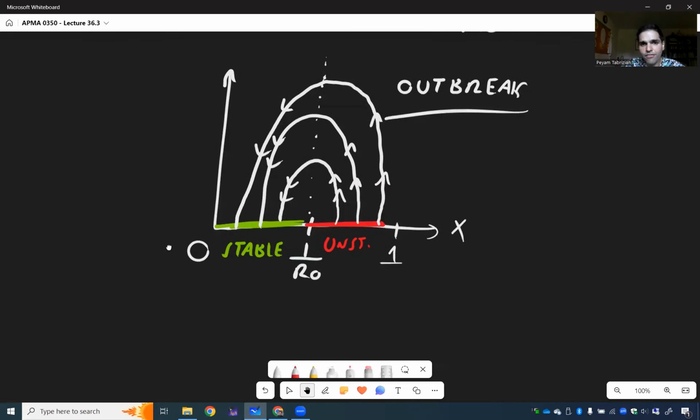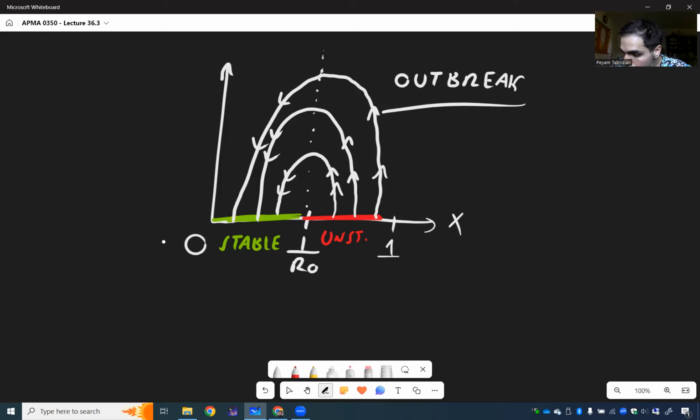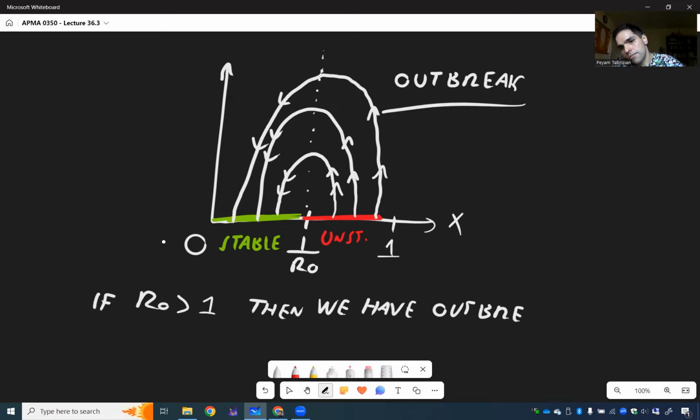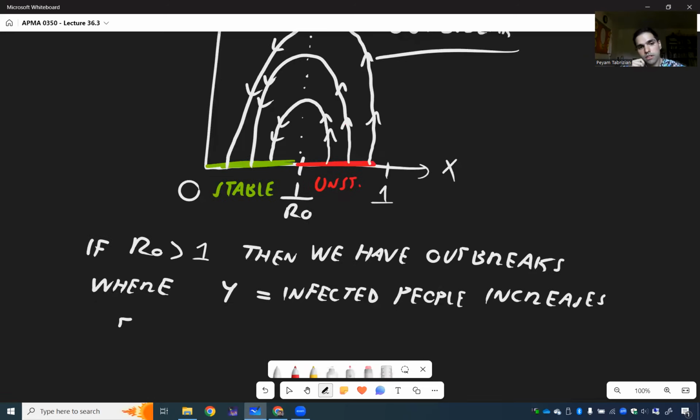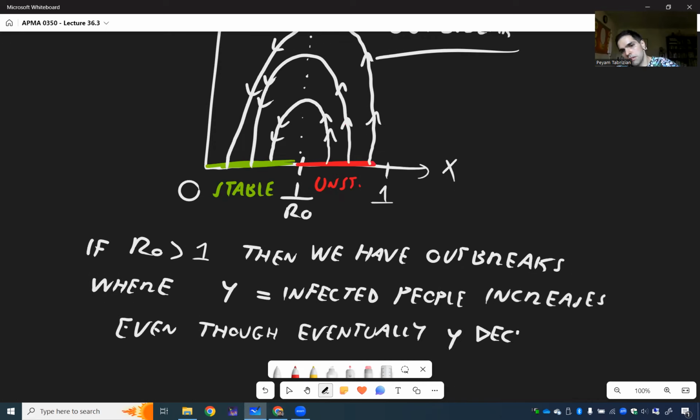So let me summarize. If r naught is bigger than 1, then we have outbreaks, where y, which is the proportion of infected people, suddenly increases, even though eventually, according to our model, y decreases. Otherwise, we have no outbreaks.